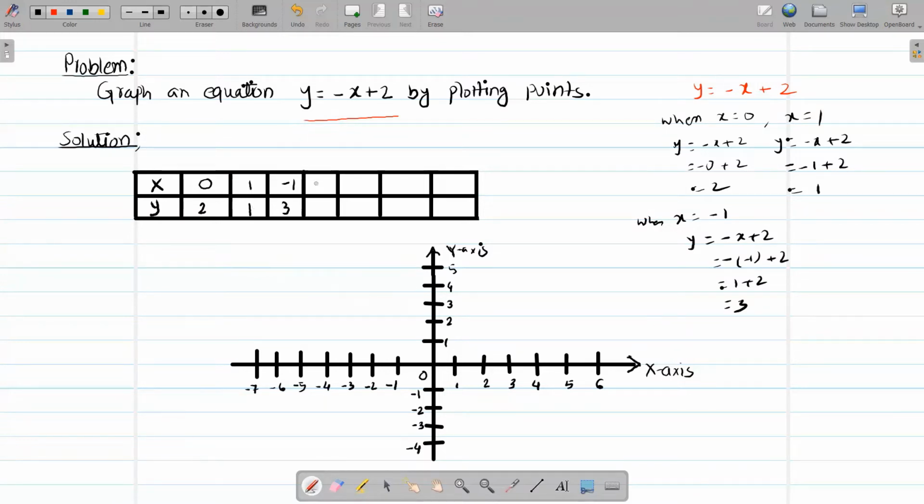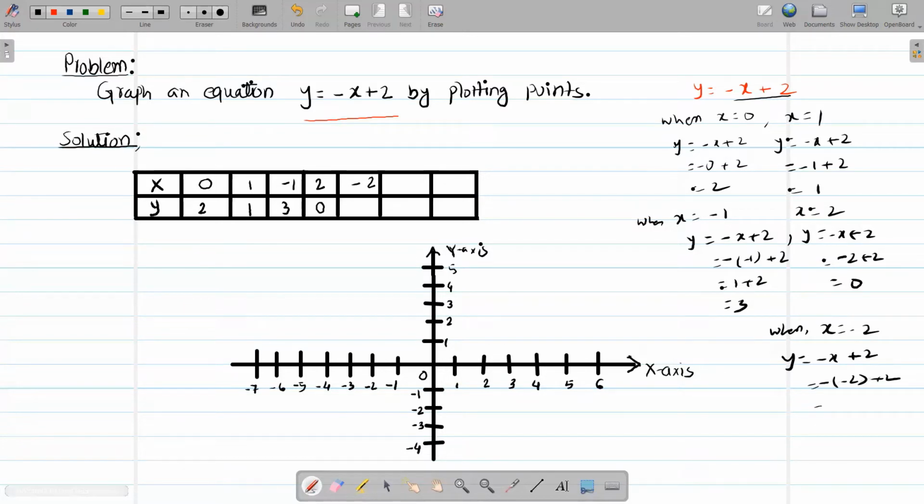Same way, when x is equal to 2, we substitute the x value in this equation. So when x is equal to 2, y equals negative x plus 2. So y is equal to negative 2 plus 2, which is 0. Let's take some more points. Let's take negative 2. When x is equal to negative 2, y equals negative times negative 2 plus 2, which is 4. So y is 4.